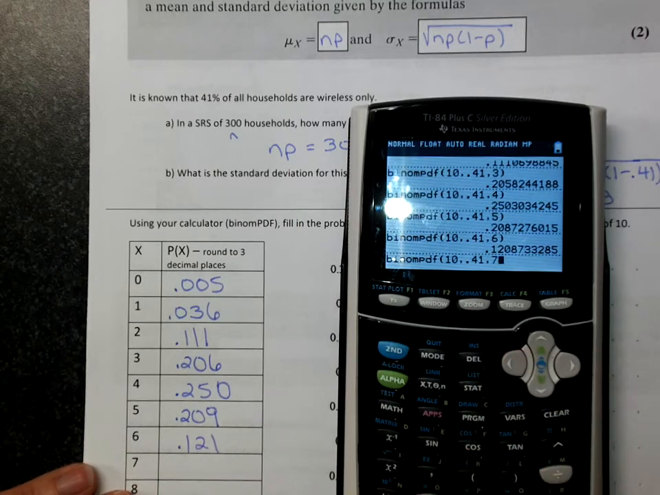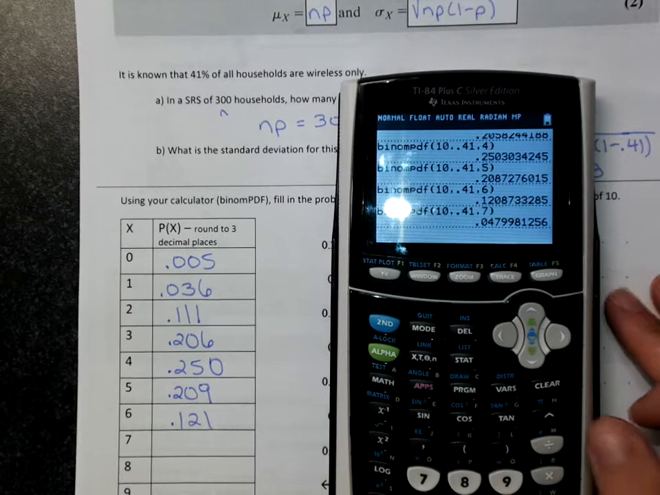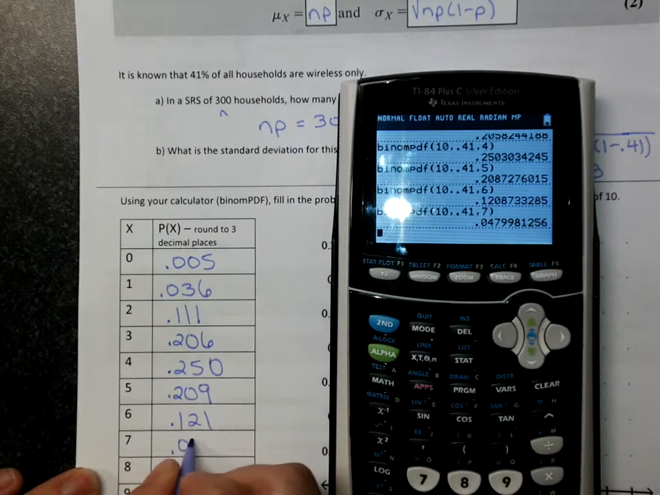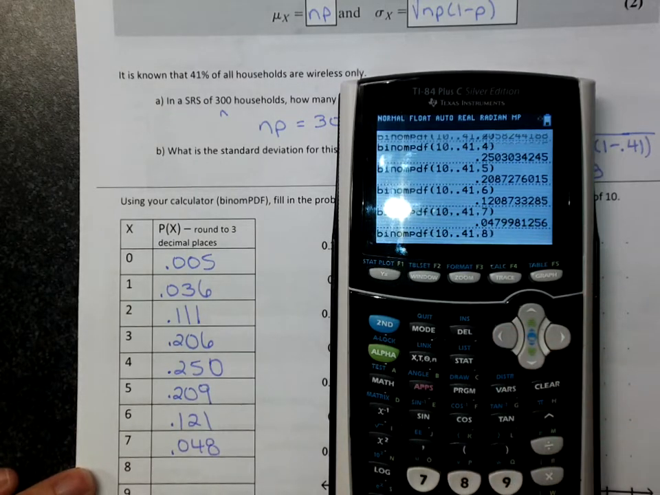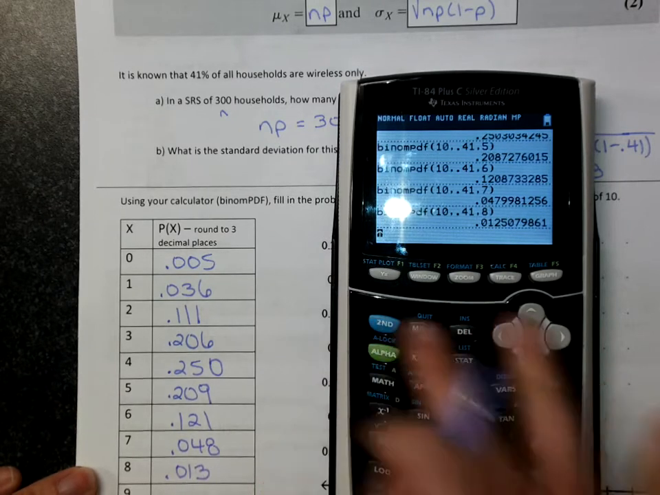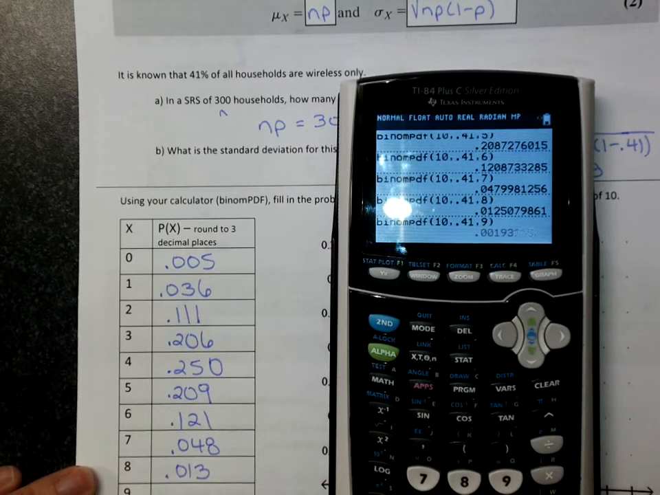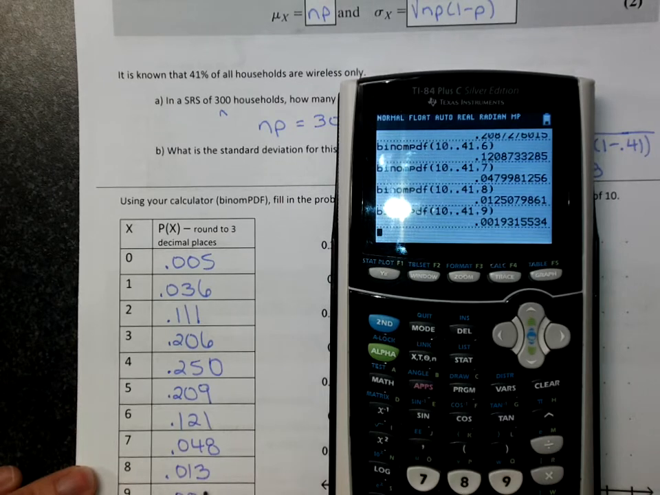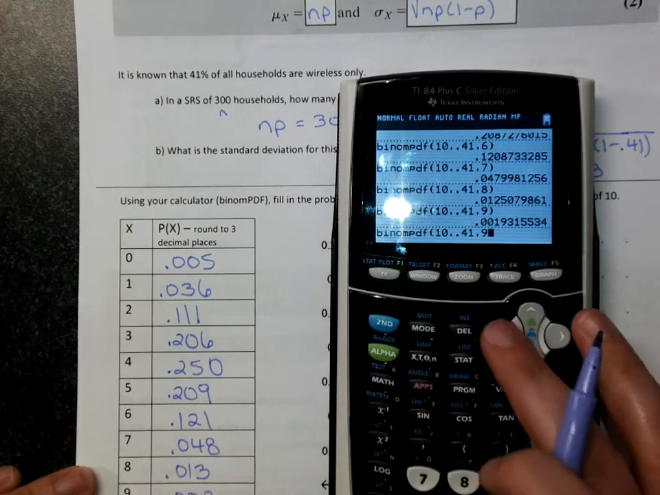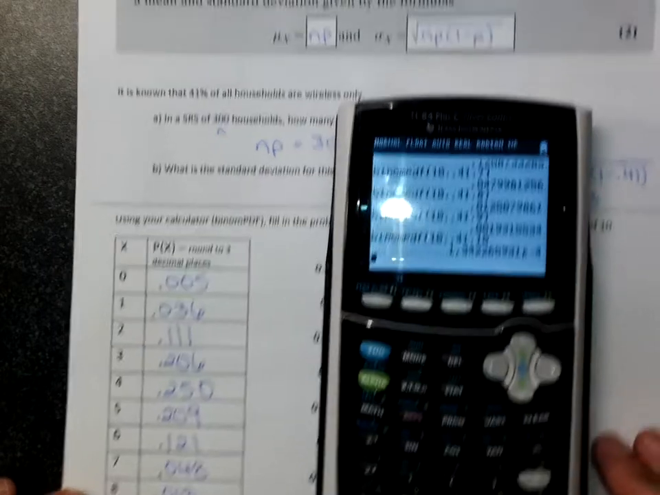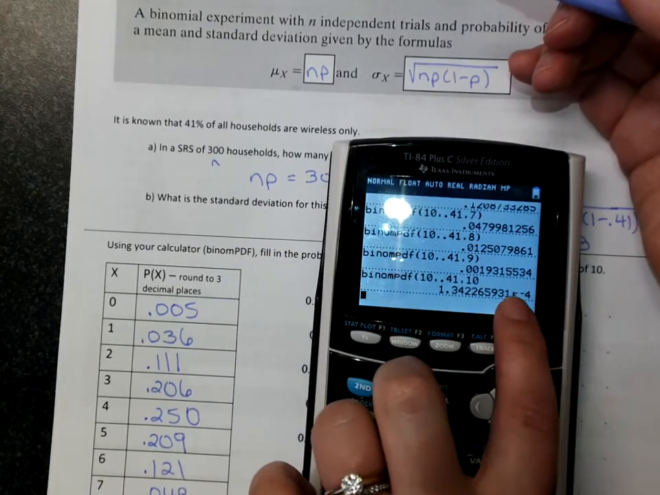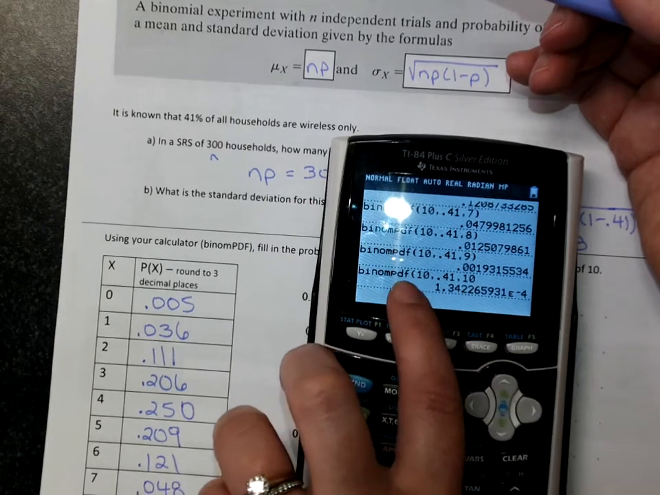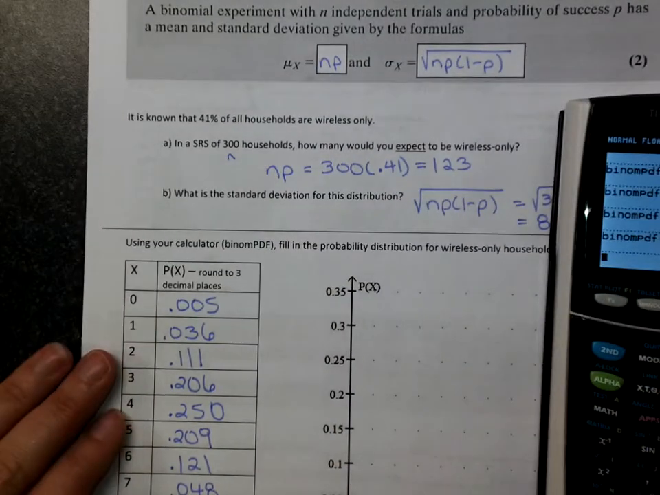Change the 6 to a 7. Change the 7 to an 8. Change the 8 to a 9. And finally change the 9 to a 10. This probably is going to be pretty small. So on that last one, you get the e to the -4, so just remember to move that decimal place over 3 times. So you essentially get 0.000.